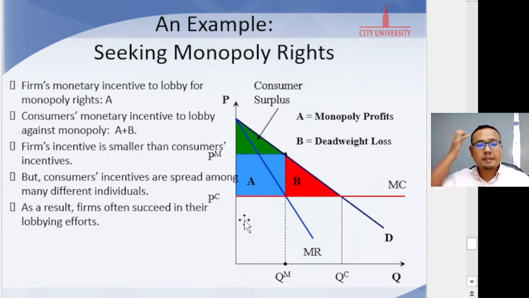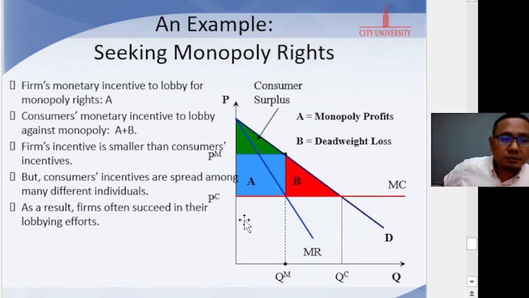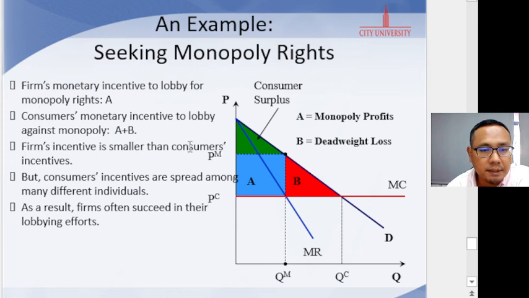So let's see an example of rent seeking activities. Firms have a monetary incentive to lobby for monopoly rights, as you can see, as a monopoly for profit. And consumers have a monetary incentive to lobby against the monopoly, because of the deadweight loss. The firm's incentive is smaller than the consumers' incentive, but the consumers' incentive is spread among many different individuals. As a result, firms often succeed in their lobbying effort.